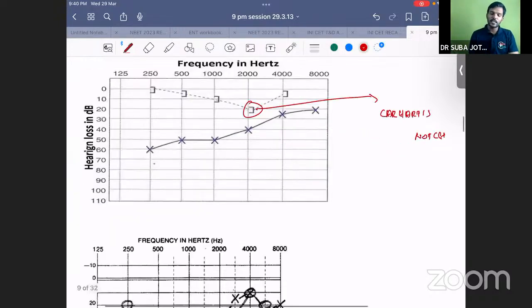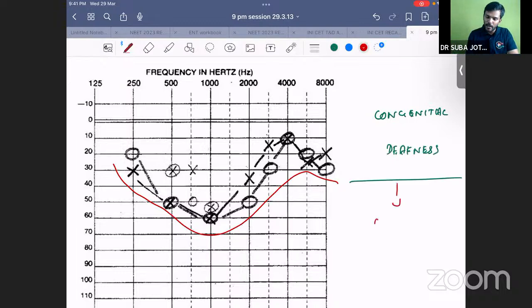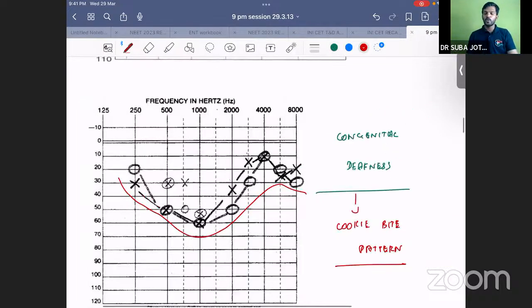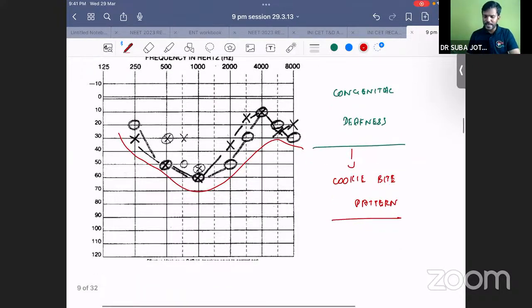Now, can anyone answer this audiogram? Some downsloping and upsloping audiogram. What is the diagnosis? Please answer. Congenital deafness is the correct answer. Okay, so this is the cookie bite pattern of audiogram, seen in congenital deafness. You people are great.